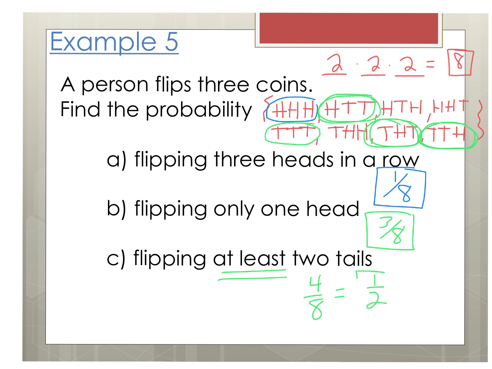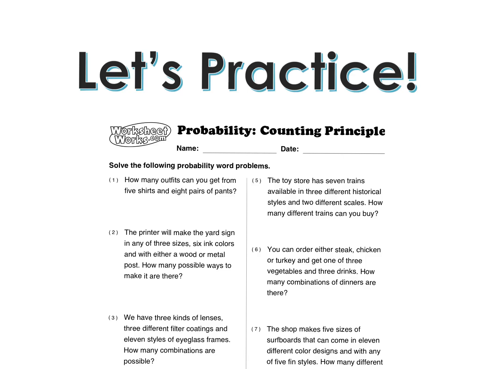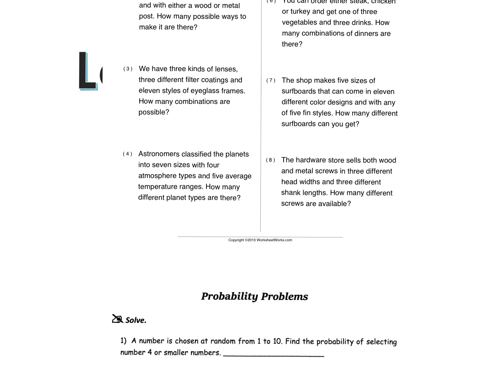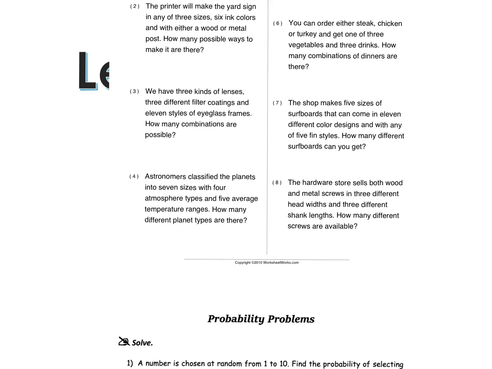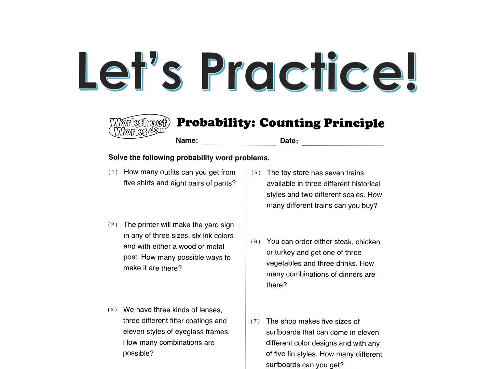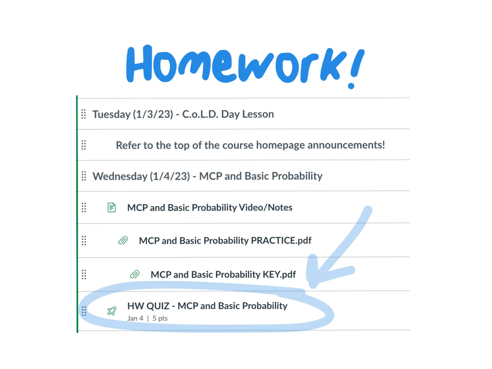So what I'd like you to do now is check out the practice that's out there. There's 2 sides. One side's on the multiplication counting principle, and if you flip over to the other side, it's on some probability questions. I will post the key online, but I encourage you to check your answers after you work through those. There's no need to submit this physically, but I want you to try some of these problems first before your last assignment, which is getting that homework quiz done for tonight.